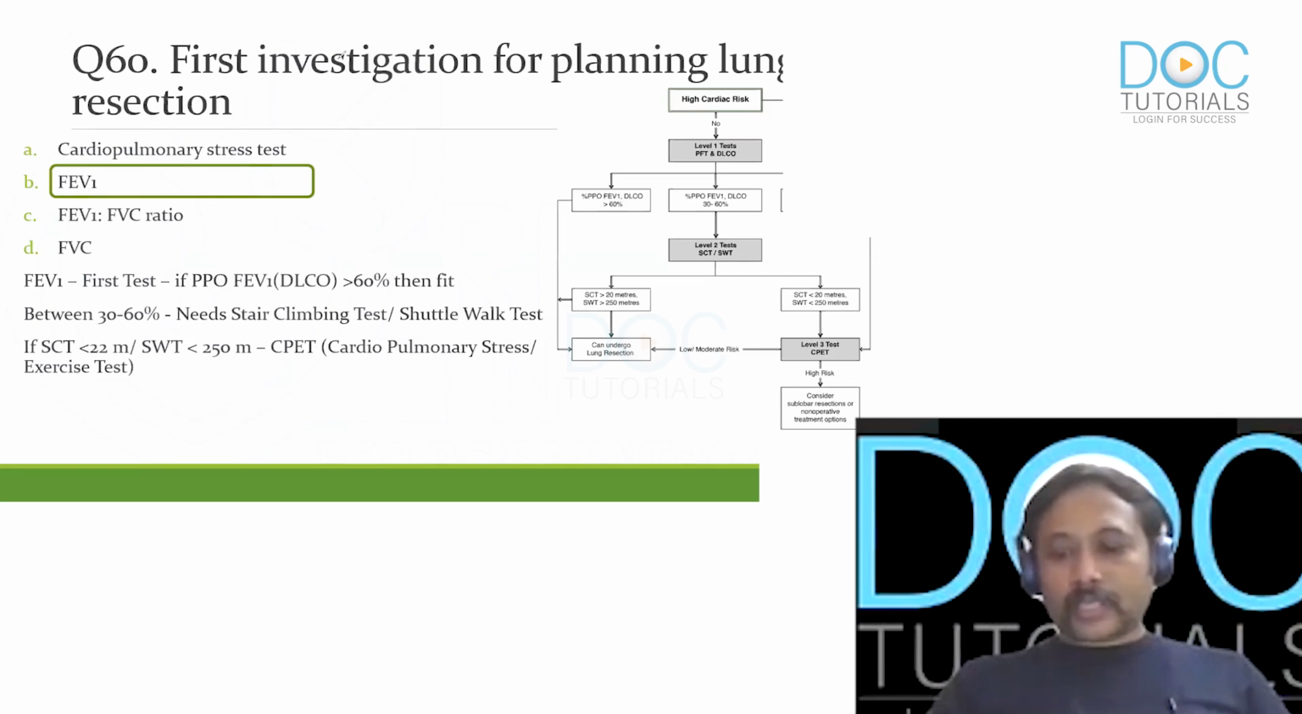And the next step, once you have done this first level of test, is going to be your stair climbing test and your shuttle walk test when the value is between 30 and 60%. Less than 30%, you have to do the level 3 test, and only then you have to proceed with the rest of the surgical excision after getting the clearance. So this is how you will proceed with the patient who is being planned for a pulmonary resection.